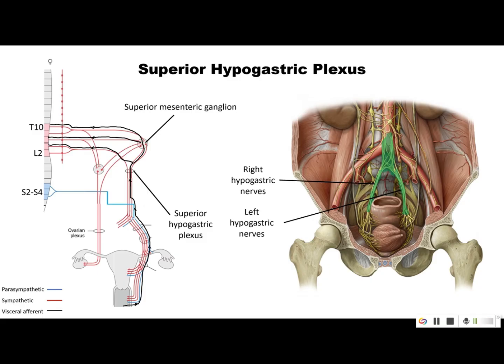Although commonly described as a plexiform structure, several morphological variations exist. Damage to the superior hypogastric plexus can occur during anterior and anterolateral approaches to the lumbosacral spine, leading to dysfunction of abdominopelvic viscera.